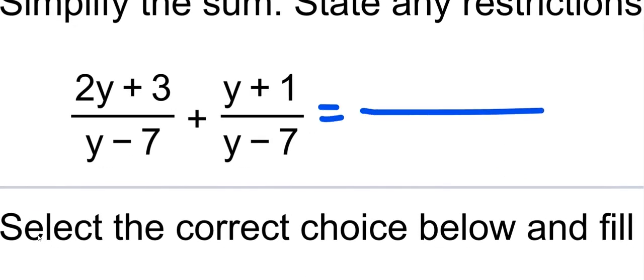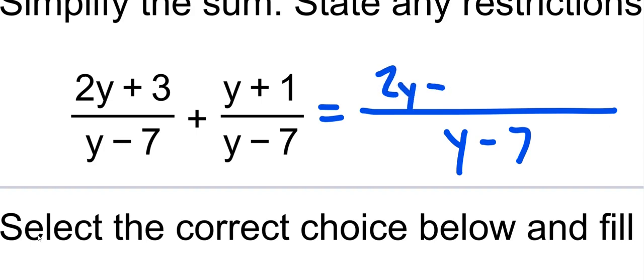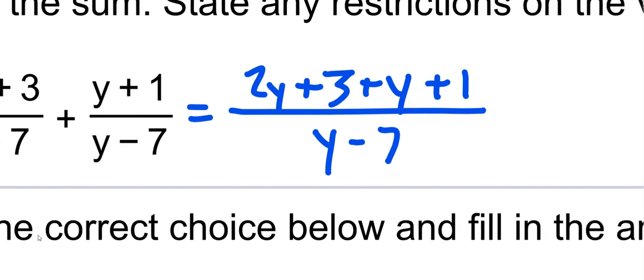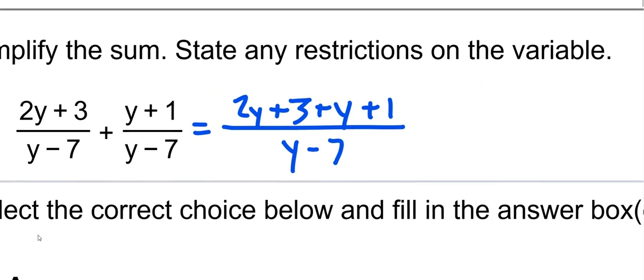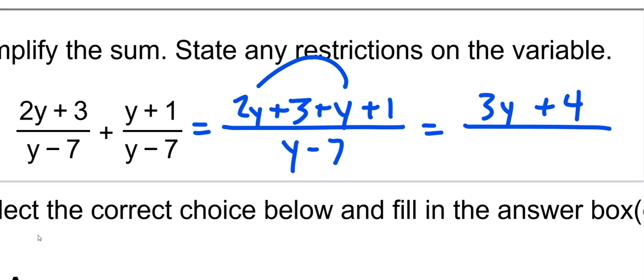Do they have the same denominator? Yes. So, if they already have the same denominator, we leave it alone, but now we can add the numerators together. 2y plus 3 plus y plus 1. All right, so what happens there? Combine like terms, right? How many y's do we have on the top? 3. And we have a plus 4 and a y minus 7, so there's my final answer.